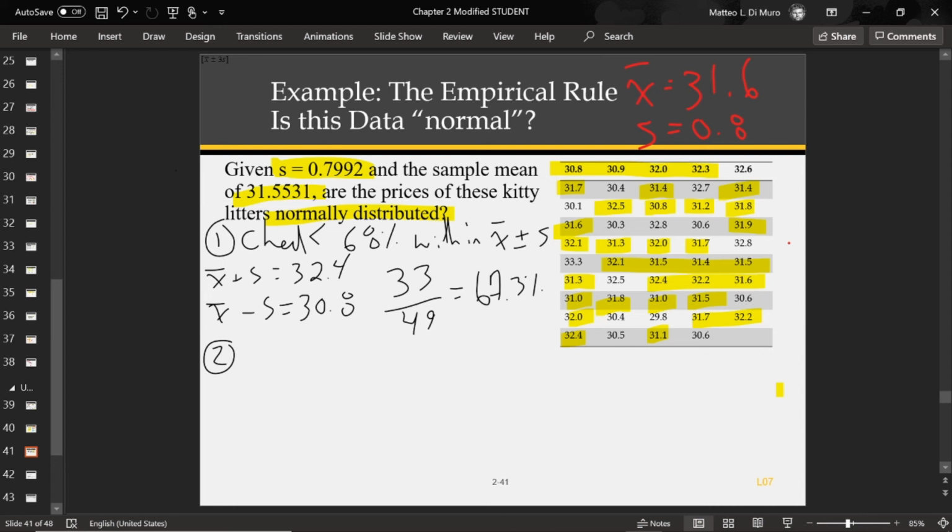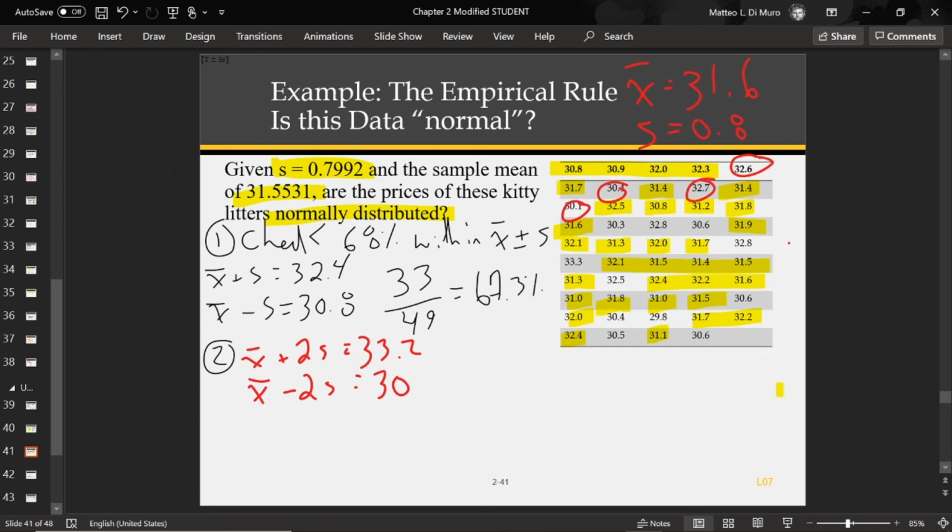But so, okay, let's go X bar plus 2 standard deviations. When you do that, feel free to pause, but you get 33.2. When you go X bar minus 2 standard deviations, you're going to get 30. So all we need to know is how many more pieces of data fit now, right? So I'm going to go ahead and circle these ones. So that's going to fit now. That's going to fit. That one.